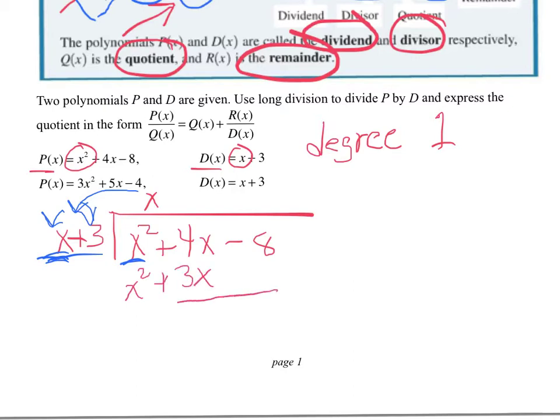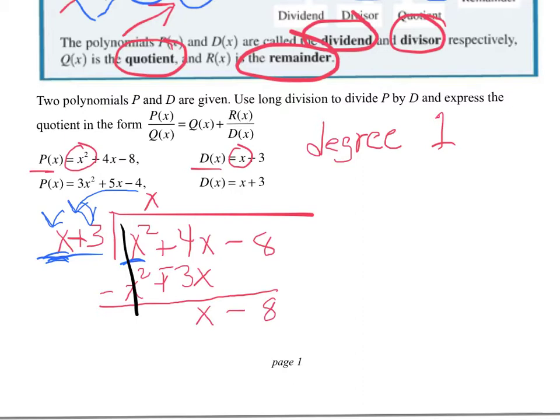So now we're going to subtract. So I'm subtracting the x squared and I'm subtracting the 3x. So now I get the x squared added to the negative x squared. That gives me 0. And we're going to add the 4x and the negative 3x, and that's going to give me x. And now our next number up there is 8, so we write x minus 8.